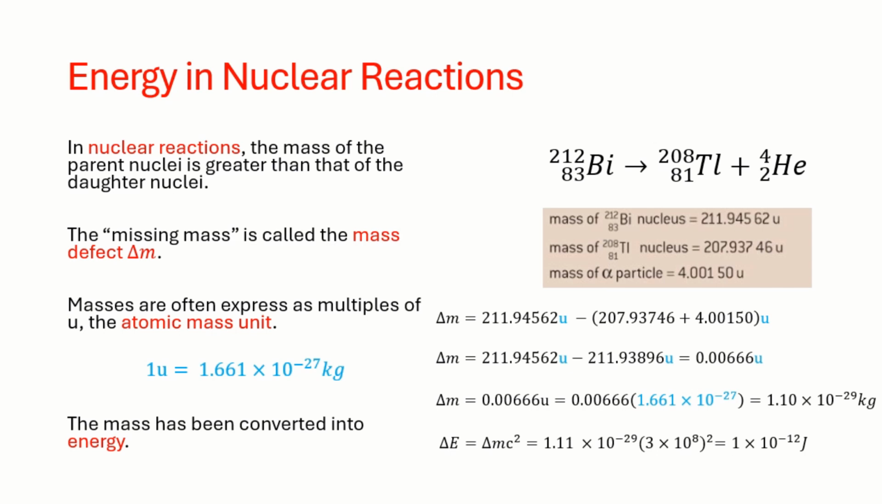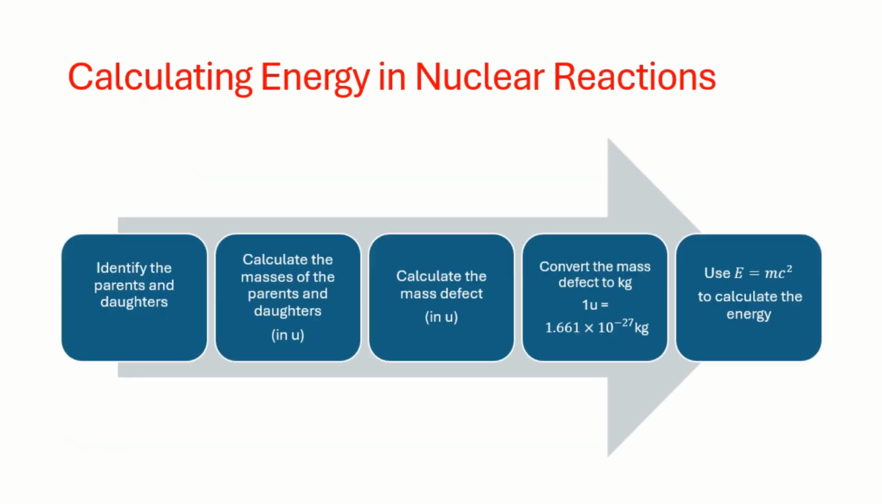So if you're in my lessons, the task is going to be to use this to calculate some more energies. I want to just lay out that process for you one more time. When we're doing calculation of energy in nuclear reactions, follow this process. You're going to firstly identify which particles are the parents and the daughters. You're then going to calculate the masses of each of them. And that is going to be in terms of U. You're then going to calculate the mass defect. And that's again going to be in U.